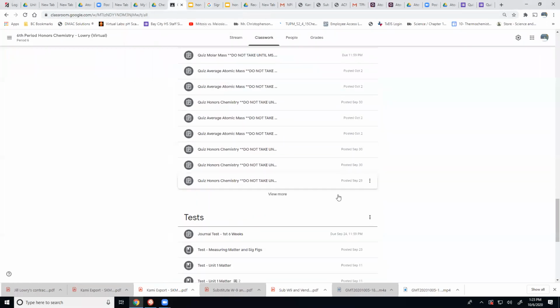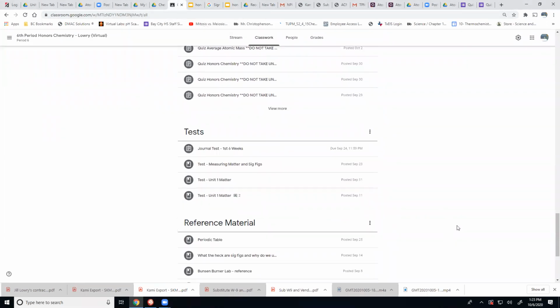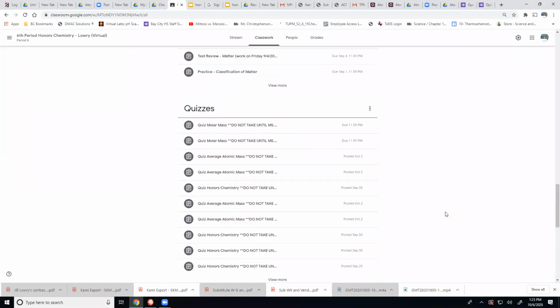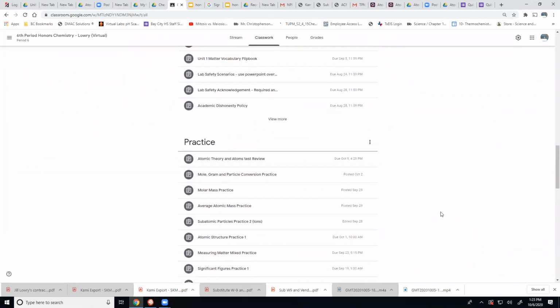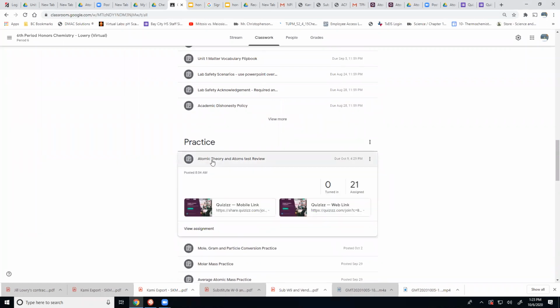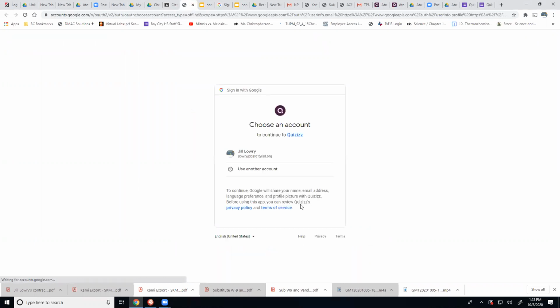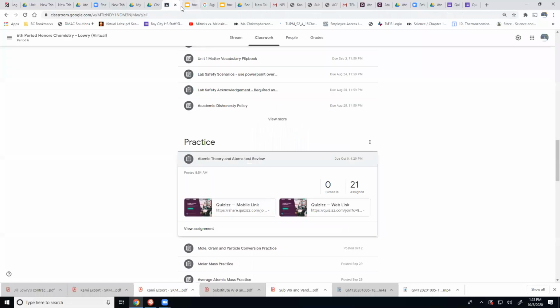So then for the rest of the period, you have a chance to review for your test. If you go under practice, atomic theory, and test review, and you open that up in quiz, then that has practice questions. It has some of every kind. It has some history. It has some subatomic particles. It has some molar mass. It has some average atomic mass, and also what we did on Friday and on Monday.